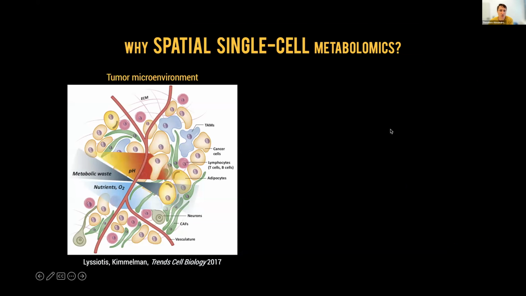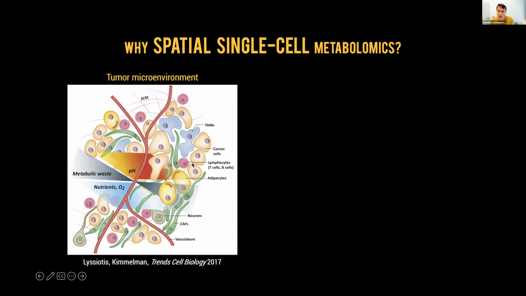Now, why do we need spatial single cell metabolomics, and what are the potential applications? One application, of course, is the tumor microenvironment. We know that it is built of cells of different types. Here we see cancer cells. Here we see tumor-associated macrophages, immune cells. Here we see cells from the adaptive immune system, T cells, B cells, and many other cell types. And they actually reside in their specific metabolic cell states.